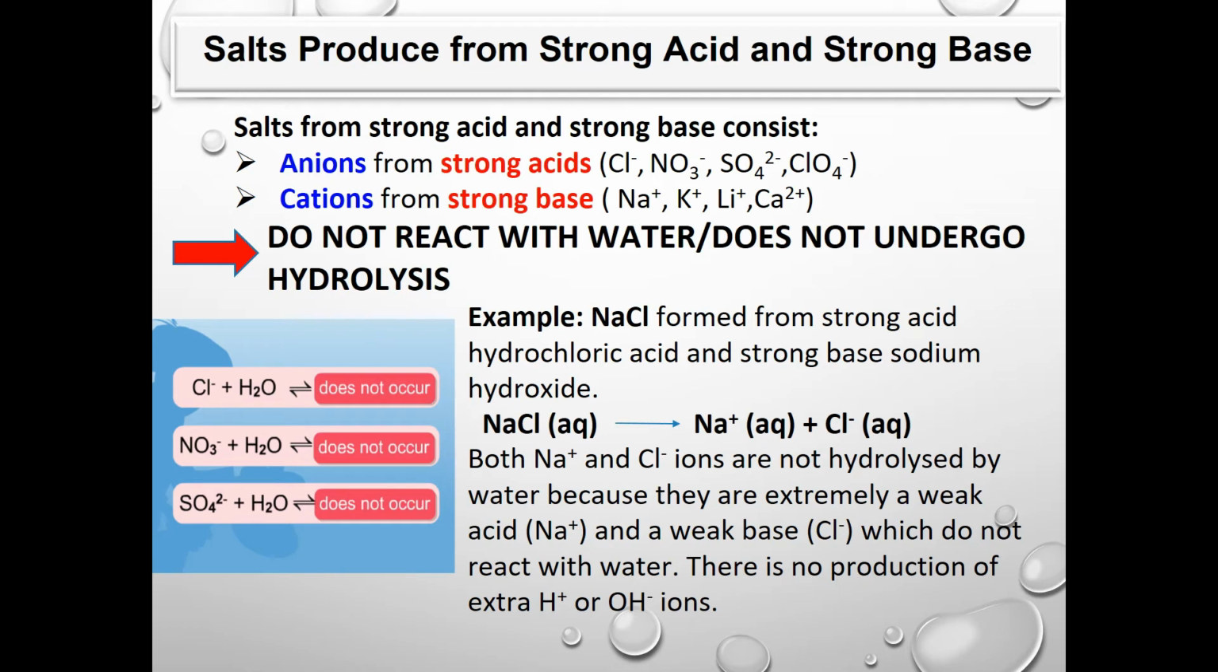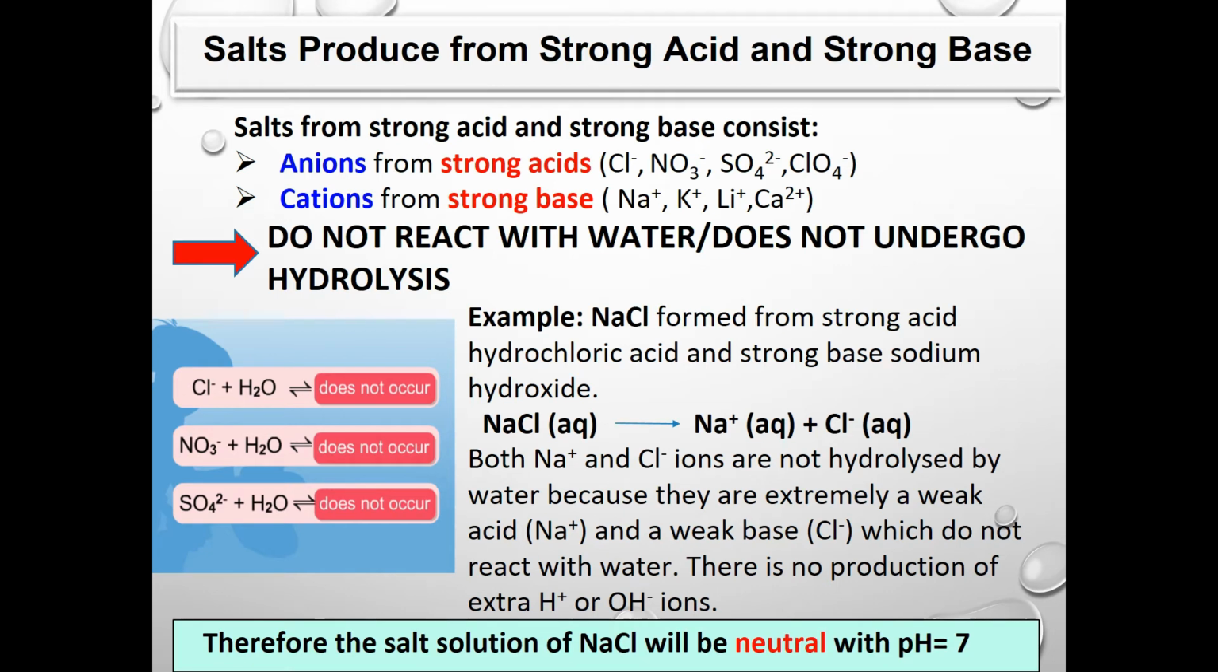There is no production of extra hydrogen ions or hydroxide ions. Therefore, the salt solution of sodium chloride will be neutral with pH 7. This applies to all salts produced from strong acids and strong bases: they are neutral with pH 7.